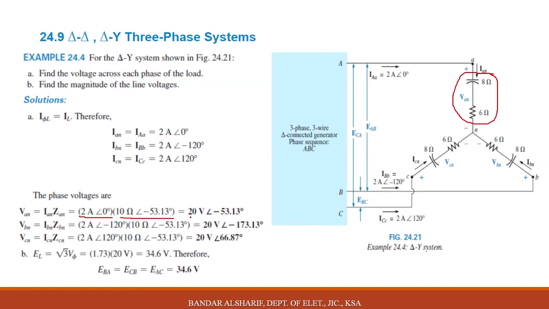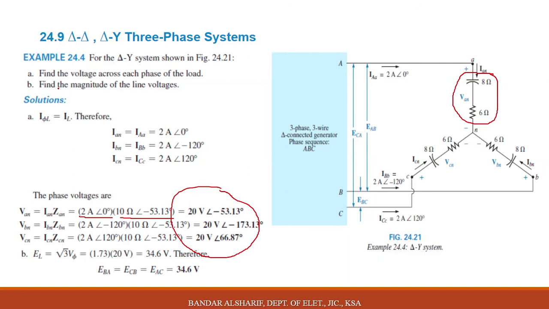You will find the answer 20 angle minus 53. Continue multiplying for phase B, you will get 20 angle minus 173.13. Last one, 20 angle 66.87. Try to solve by yourself. Use the calculator to get this answer, to be easier for you to solve other questions later.